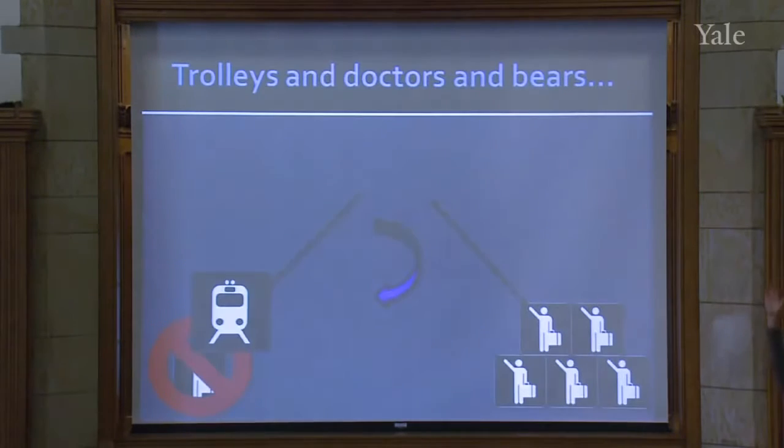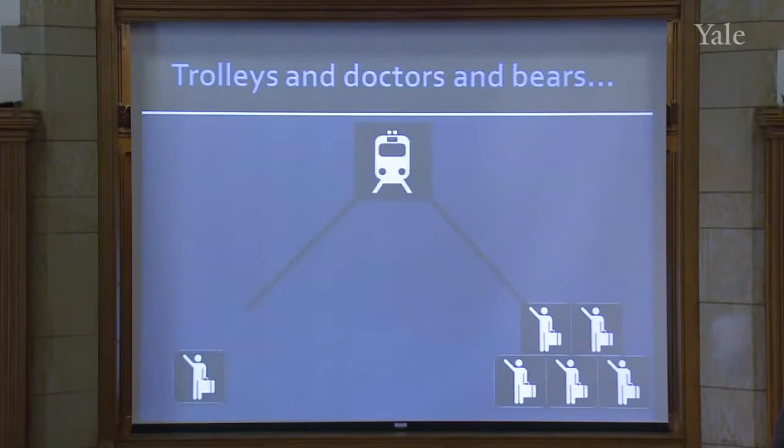How many of you think it's either permitted or required to switch the trolley so that 1 person dies rather than 5? Okay, and how many of you think it's morally forbidden to turn the trolley so that it kills 1 person rather than 5? How many of you think it's morally forbidden, prohibited? Okay, so as I said, we don't have the clickers, but a vast majority of the class believe that it's either permitted or required to divert the trolley.